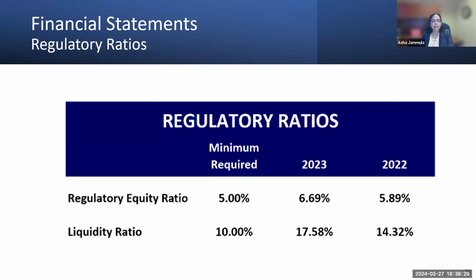Credit unions in New Brunswick are also required to maintain a regulatory ratio minimum of 10% of total liabilities in liquid assets. OMISTA exceeded this minimum and ended the year at 17.58%.